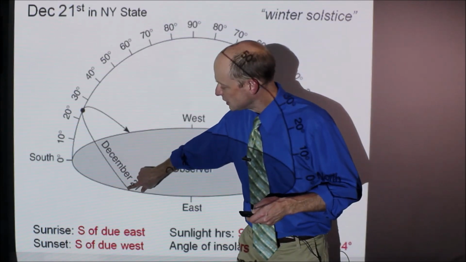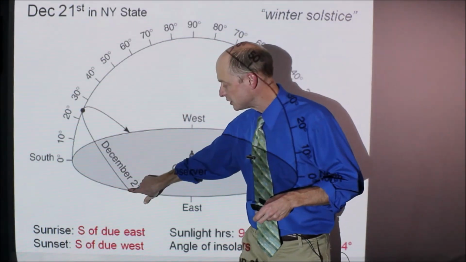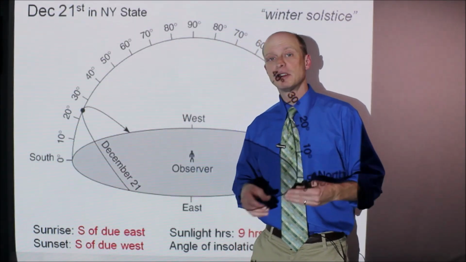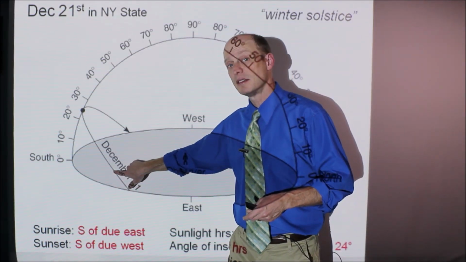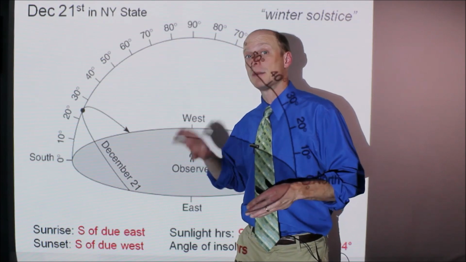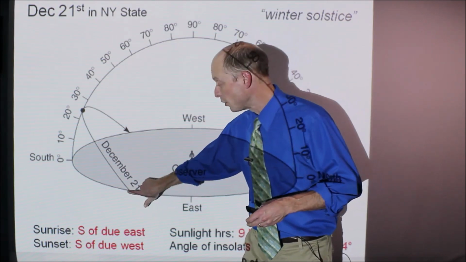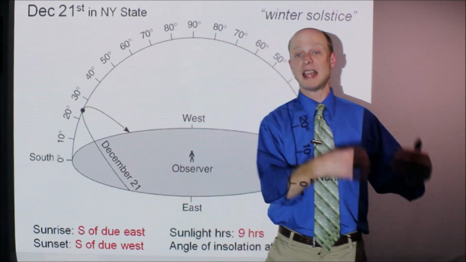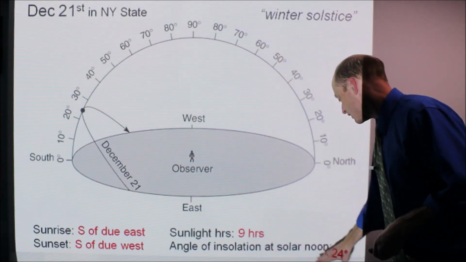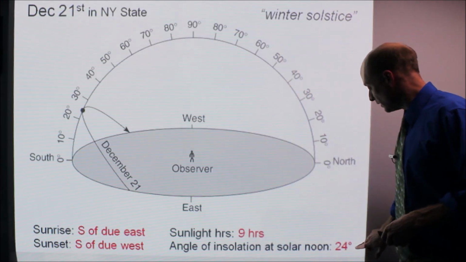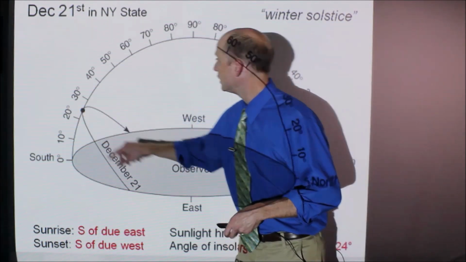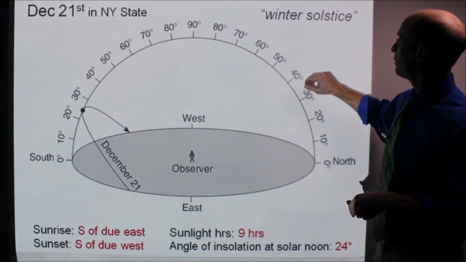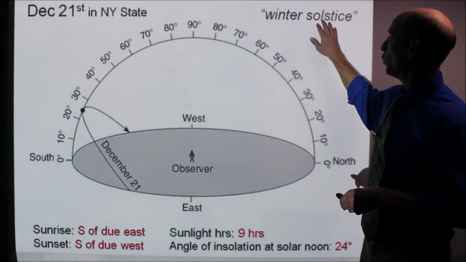Because the sun appears to move along this path at 15 degrees every hour. The sun's movement along this path is the same all the time because that's based on Earth's rotation. So the shorter the path is, the shorter the daylight hours, okay? And the angle of insolation at solar noon is 24 degrees above the horizon for that guy. It's kind of shown on here. Also, December 21st is the first day of winter. It's called the winter solstice.